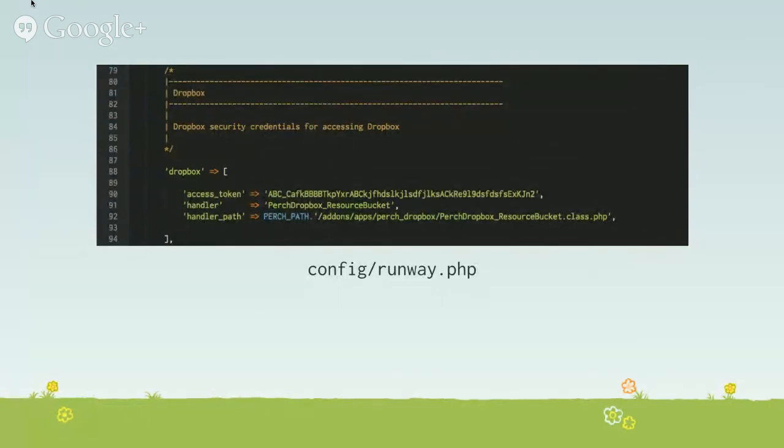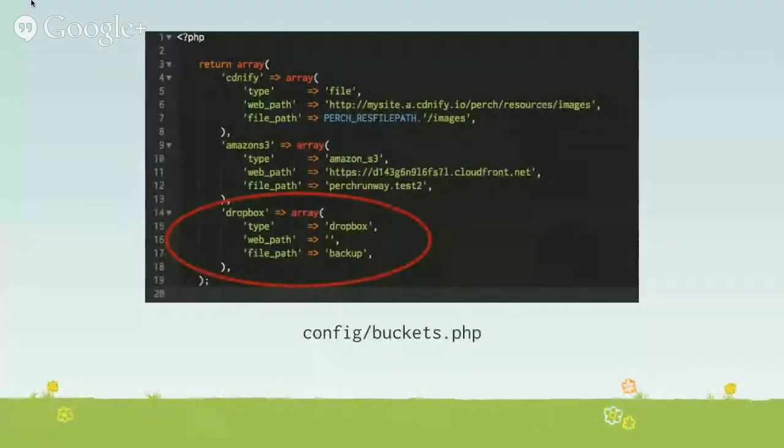Runway configured to talk to your Dropbox account, but you also then need to set up a bucket that actually uses that ability to talk to Dropbox. So create a Dropbox bucket there, just call it Dropbox, and it's going to put the files into a folder called backup.